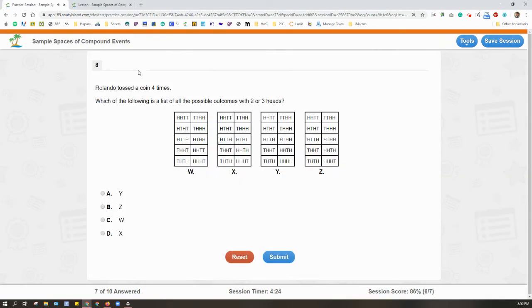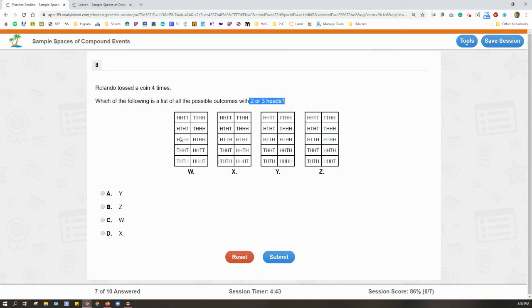Number 8, Rolando tossed a coin 4 times. Which of the following is a list of all the possible outcomes with 2 or 3 heads? So we're looking for what happens if you toss a coin 4 times, but we only care about a list of the possible outcomes that have 2 or 3 heads.